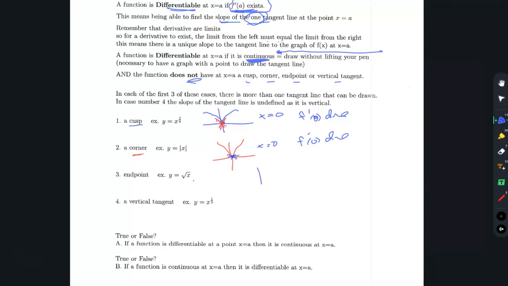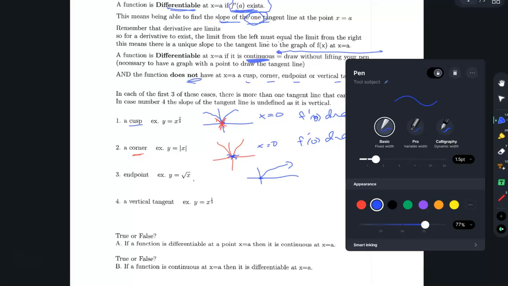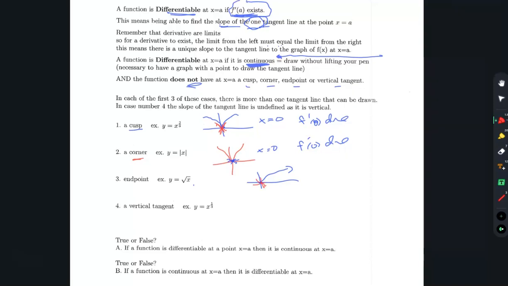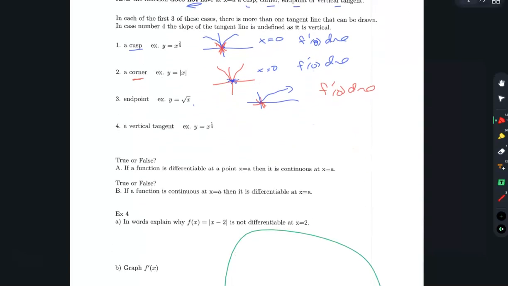I'm looking at the graph of y equals root x. That looks like this. At this point right there, just at that one particular point, I can draw many different tangent lines, so f prime of 0 doesn't exist. And then this last graph, y equals x to the 1/3, has a vertical tangent right there at x equals 0, so f prime of 0 doesn't exist because a vertical line doesn't have a slope.